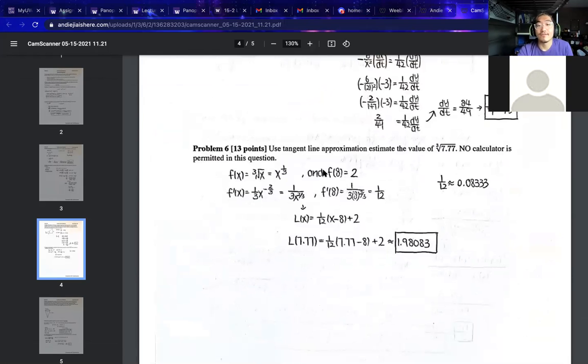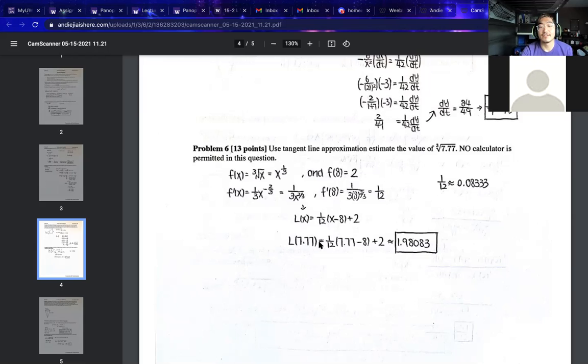For f prime of x, you just pull down the exponent, and you know when x equals 8 the original function is equal to 2, and the final answer will be close to 2. You plug in 8 into f prime of x, and you get this. It's the slope of the approximation. And then you put in the x, this is what you need for x.